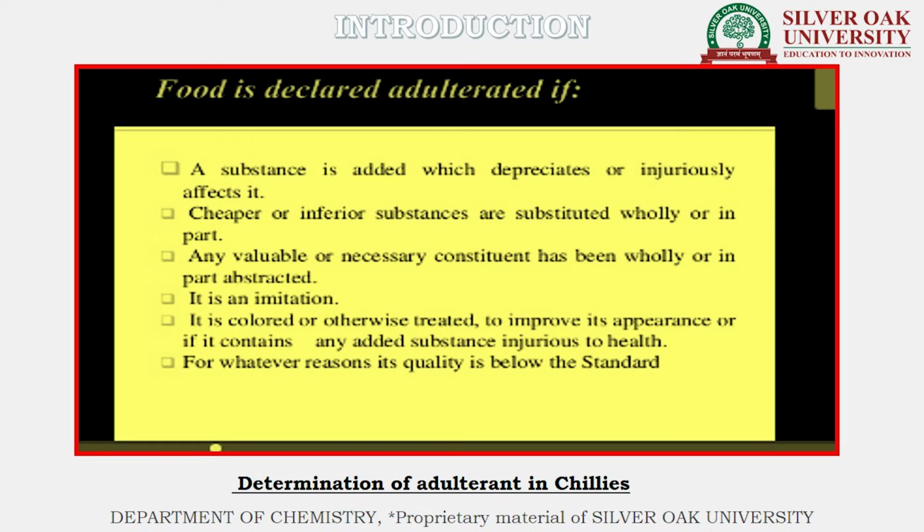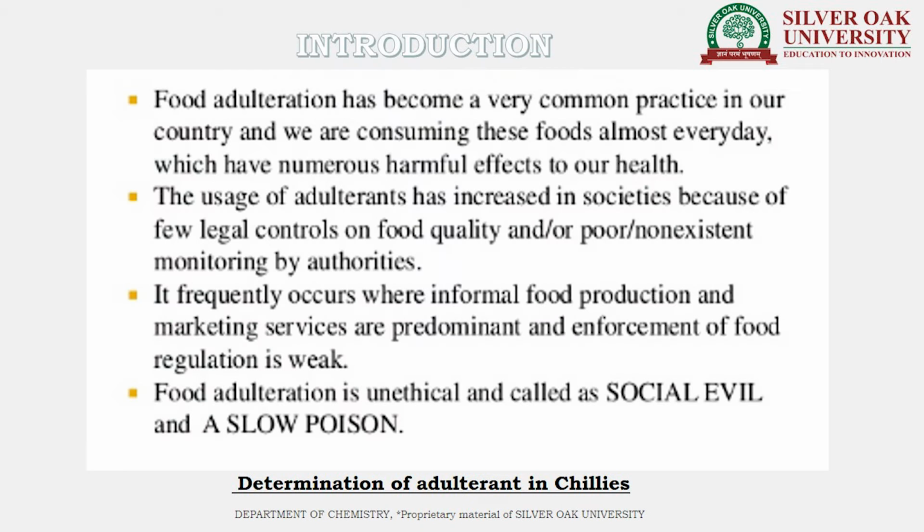That means whatever the reason, if the quality of the food is decreasing below the standard, the food will be considered as adulterated food. Food adulteration has become a very common practice in our country, and due to consumption of such adulterated food, our human health is affected. There are very few legal controls, due to which adulteration in food has increased. Adulteration in food is unethical and is also called a social evil or a slow poison.